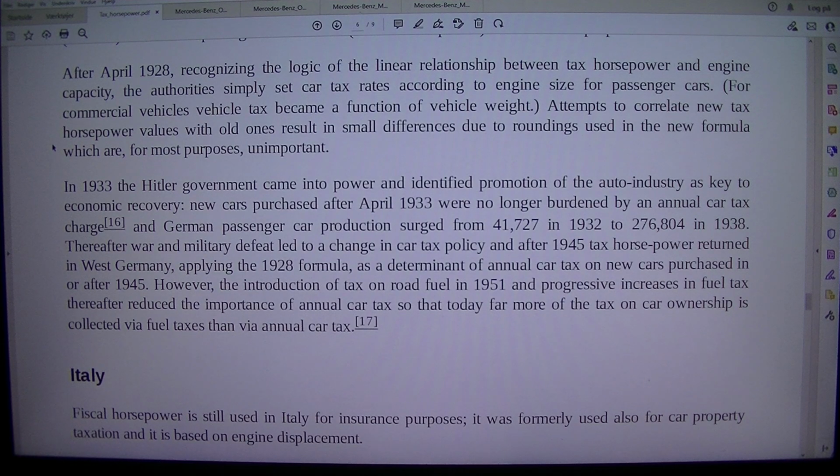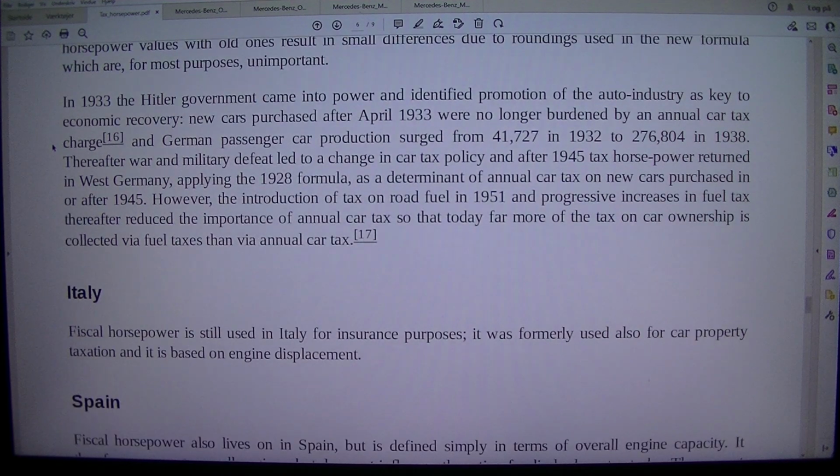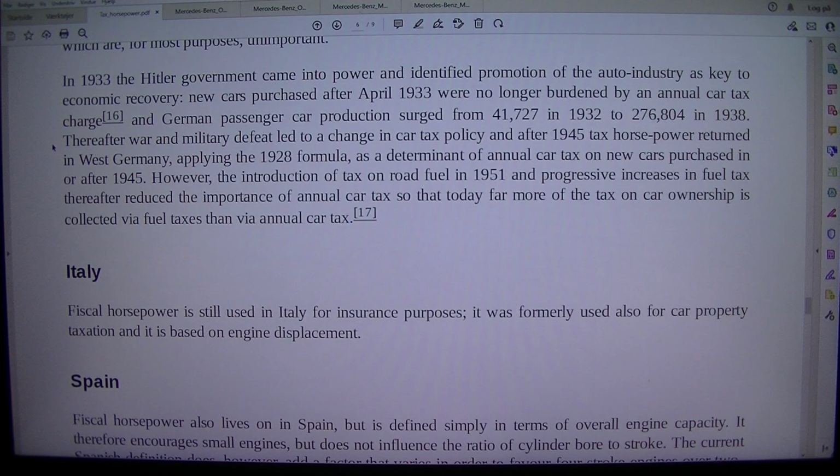In 1933, the Hitler government came into power and identified promotion of the auto industry as key to economic recovery. New cars purchased after April 1933 were no longer burdened by an annual car tax charge. 16. German passenger car production surged from 41,727 in 1932 to 276,804 in 1938.